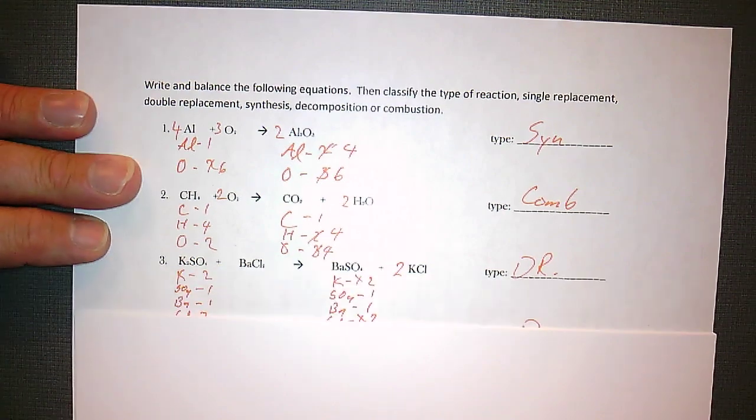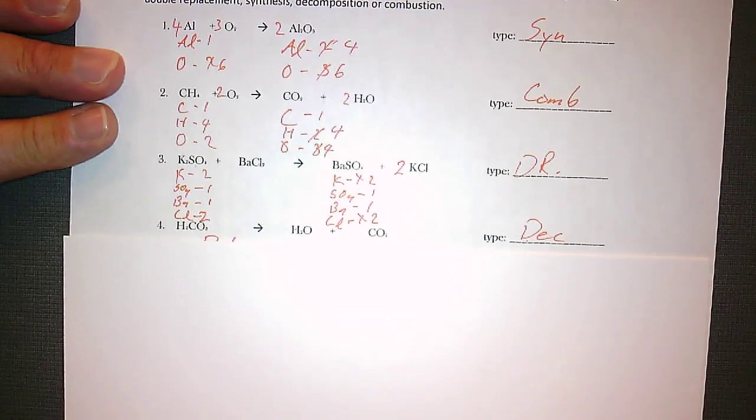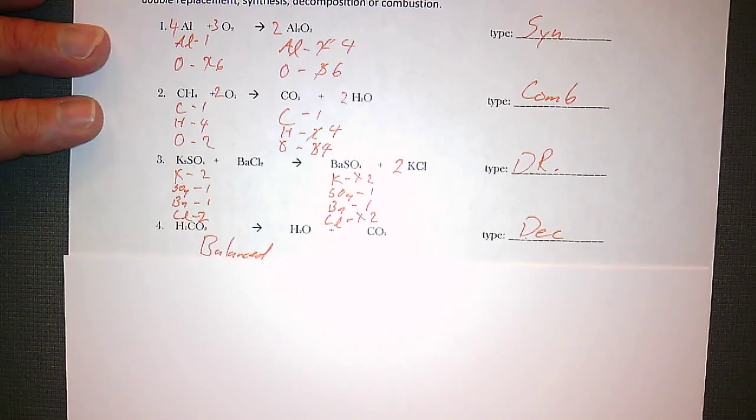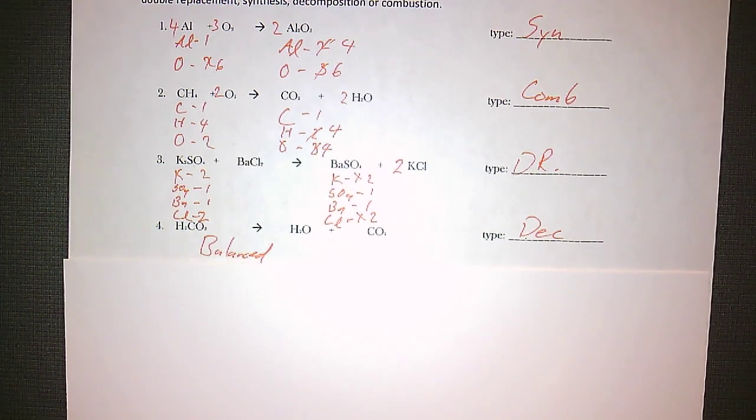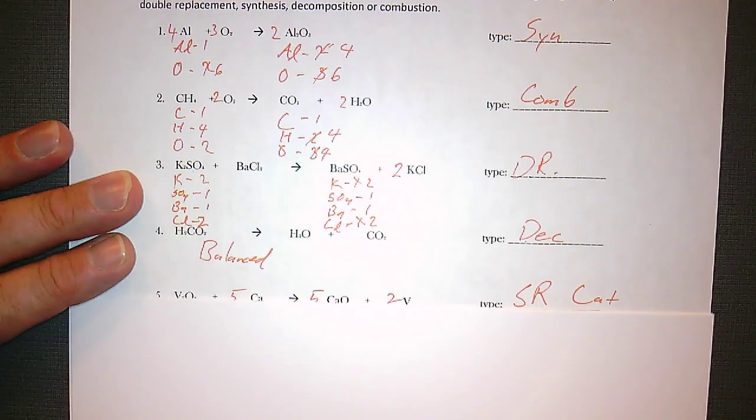Okay. Number 4, this one is actually balanced. It is a decomposition. Like I said the other day, this is what's going on when you open a soda. Carbonic acid is not stable. So it splits up into water and carbon dioxide bubbles. You see the bubbles come out. That's why flat soda tastes watered down, because it literally chemically waters itself down. Isn't that crazy?